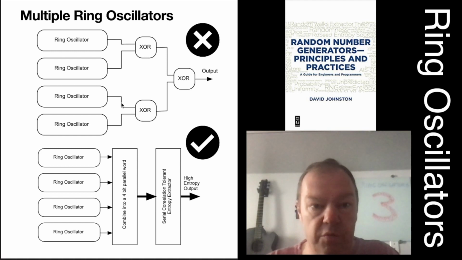Now, what's wrong with this? Let's say these oscillators tried to lock to each other at either a 1-to-1 ratio or some harmonic. You would find that the values that you're getting out here are highly correlated, and that means that the XOR function is now no longer going to be adding entropy very well. It's actually going to be cancelling.